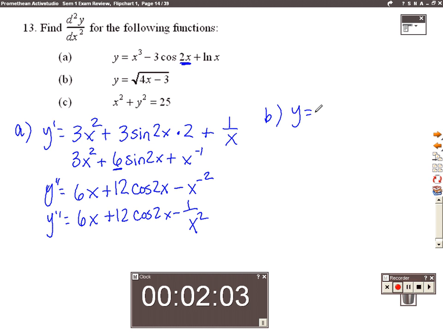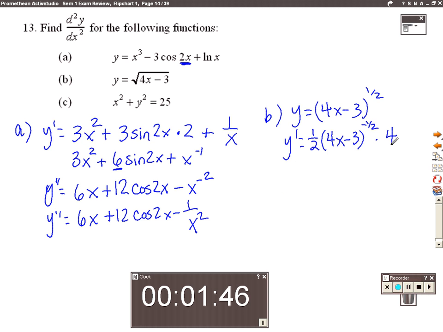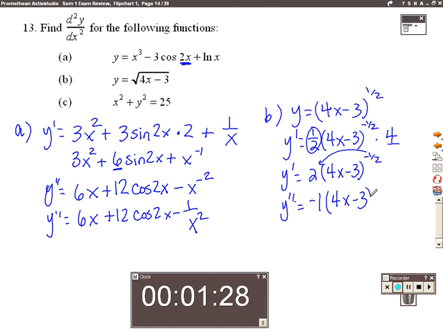B I'm going to rewrite as 4x minus 3 to the 1/2 power. So the first derivative by the chain rule would be 1/2 of that quantity to the negative 1/2 multiplied by the derivative of the inside, which is just 4. Cleaning that up, half of 4 is 2 times 4x minus 3 to the negative 1/2. Second derivative would be power rule, negative 1 times 4x minus 3, decrease the power by 1, would be negative 3/2 times the derivative of the inside, which would be 4.